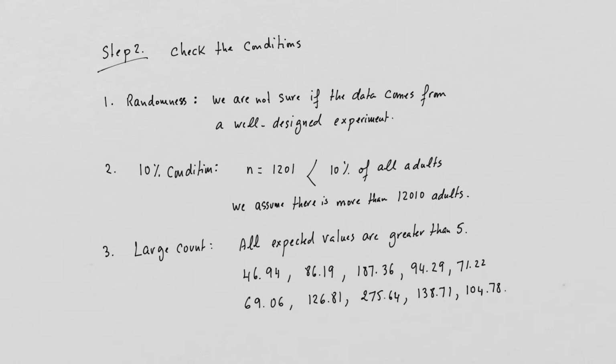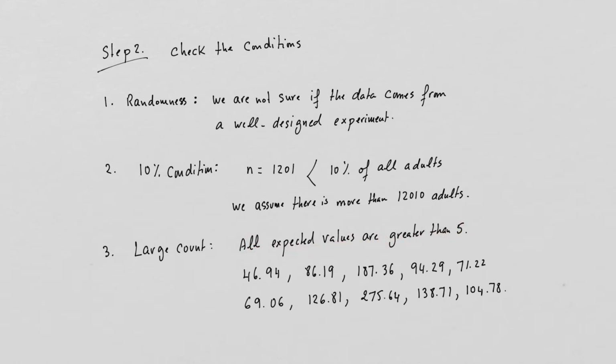We assume that the moment you ask a person and they give you an answer, you don't interview them again. They don't have another chance. They walk away, right? And they're not back in the pool. And if that happens, then you need to check the 10% condition. The third condition is called the large counts, and that is all expected values are greater than 5.